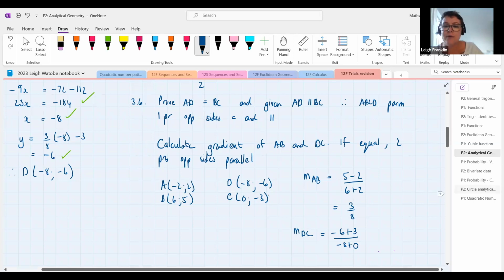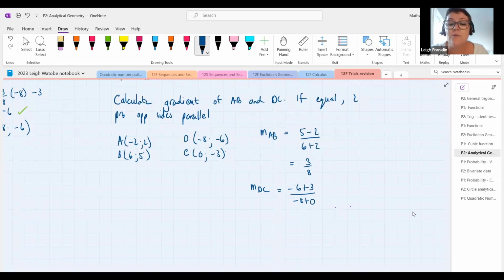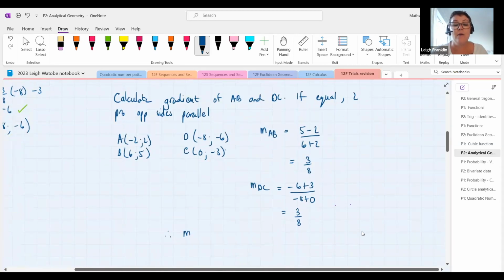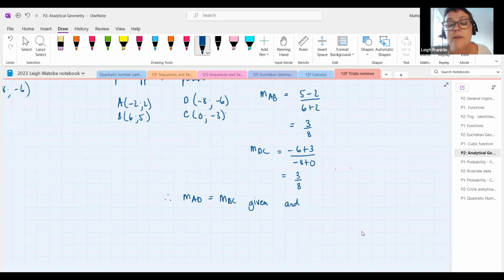Why are we getting a different gradient now? That should not be happening. Oh, no, it's not wrong. Sorry, I wasn't looking at the sign of the denominator. So that also gives us 3 over 8. Okay, so what we have here is that the gradient of, what did they give us in the beginning? AD and BC. The gradient of AD equals the gradient of BC, given. And the gradient of AB equals the gradient of DC, that has been proved above.